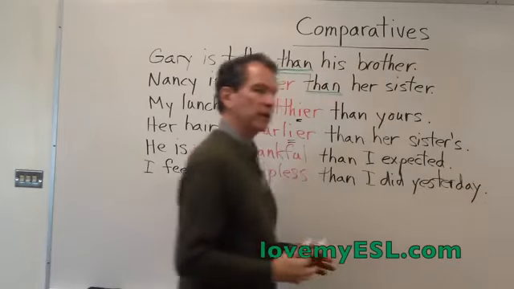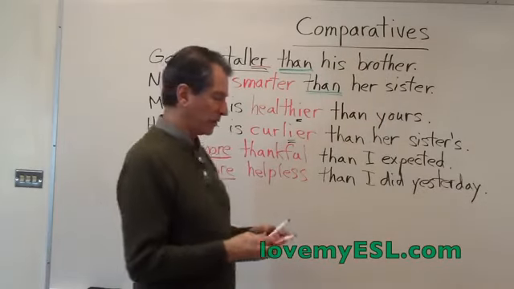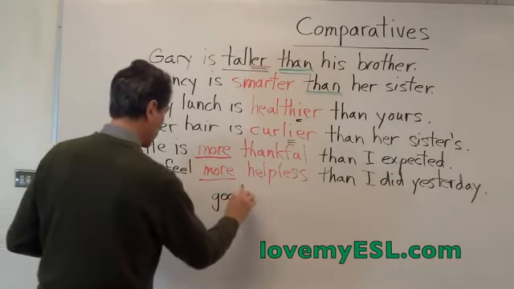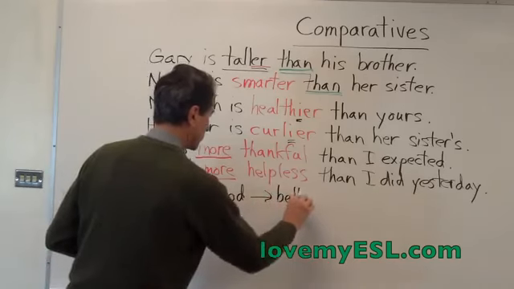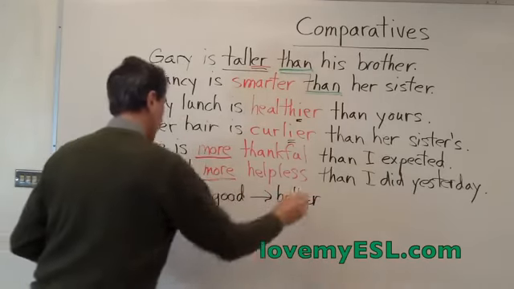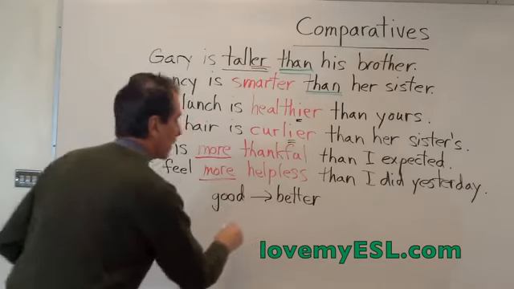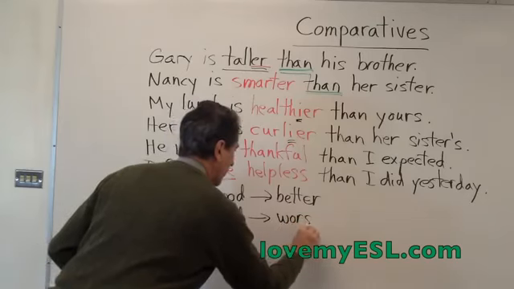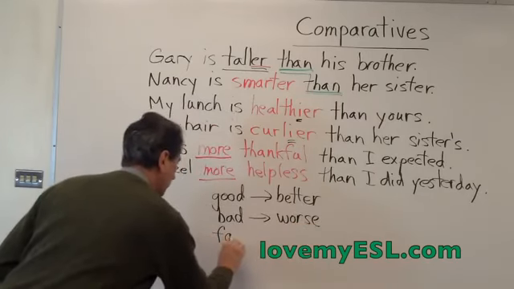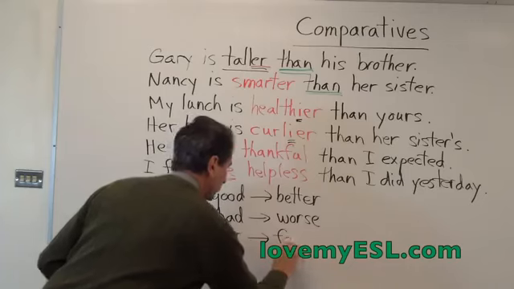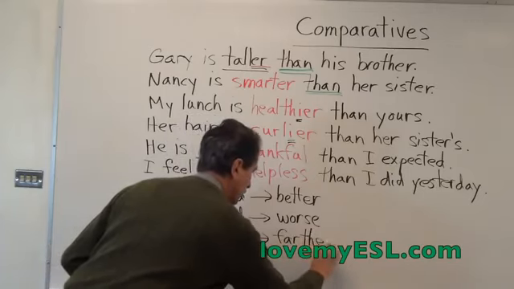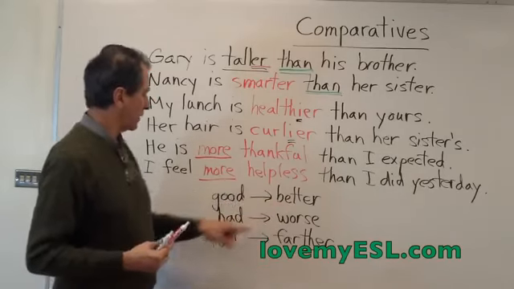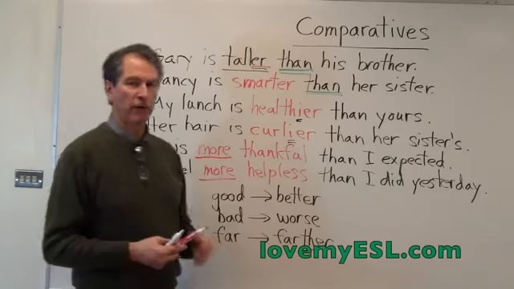Now there are some irregular adjectives, and the irregular adjectives are good, and good becomes better, B-E-T-T-E-R, okay? Good becomes better, and then bad becomes worse, W-O-R-S-E, and then the word far, which is about distance, becomes farther, F-A-R-T-H-E-R. So there's that extra T-H in this word. These words you just have to learn. Good, better, bad, worse, far, farther.